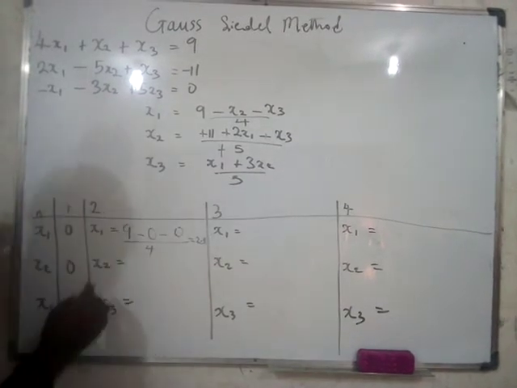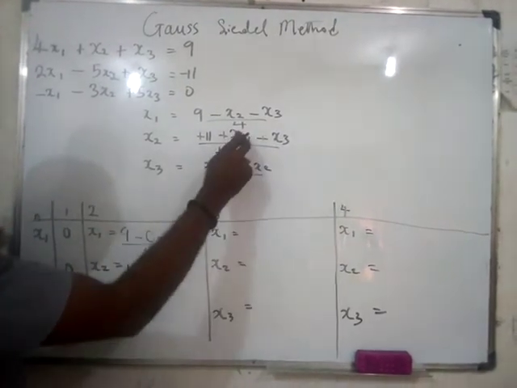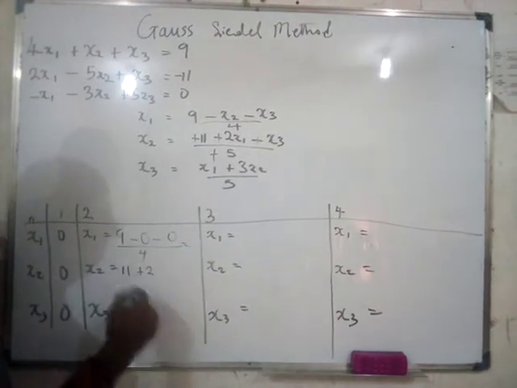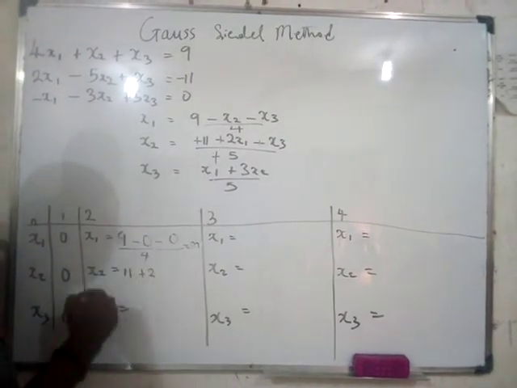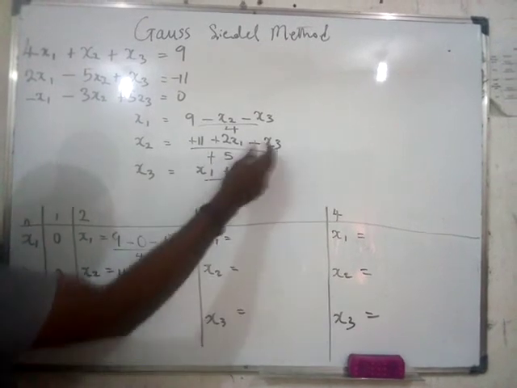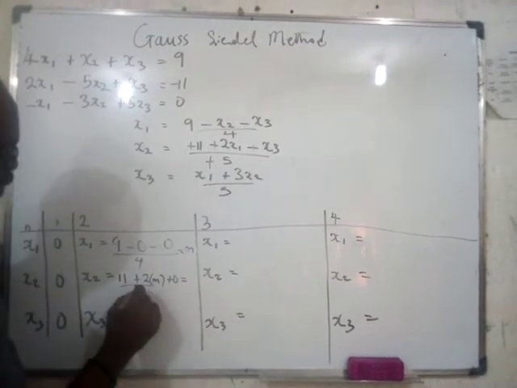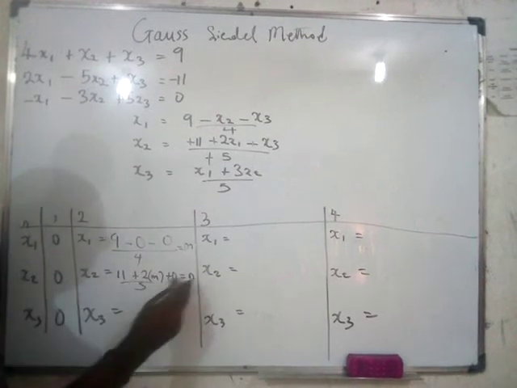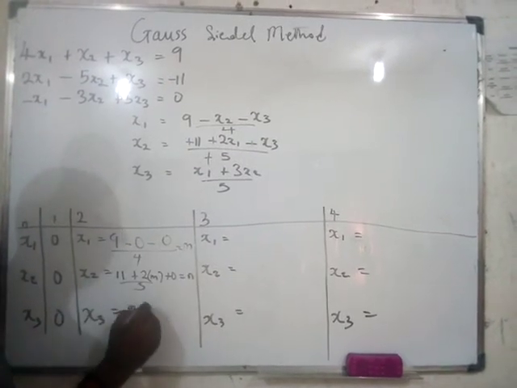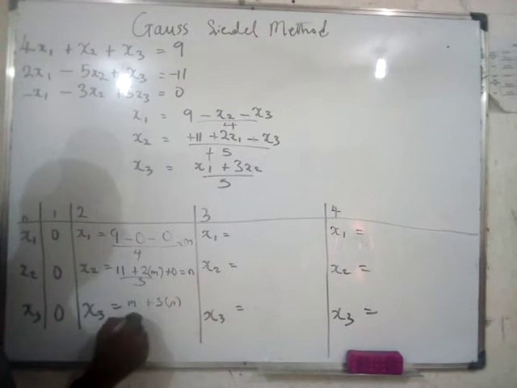Now to solve for x2, you put the same formula, 11 plus 2x1, but instead of using 0 you're going to use what you have here. Let's assume we have m after solving 9 over 4. So you have 2m plus x3, and since you've not solved for x3 before, you use 0, all over 5. Let's say you got n after solving this. Now to find x3, you have x1, which you already found as m, plus 3x2, where x2 you already found as n, no longer 0, all over 5.